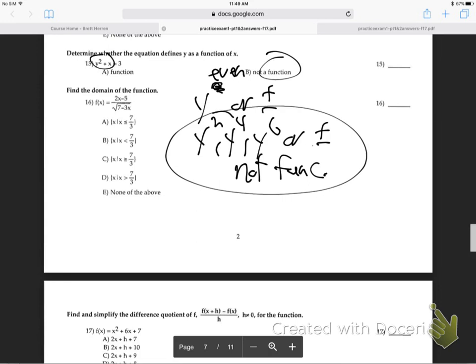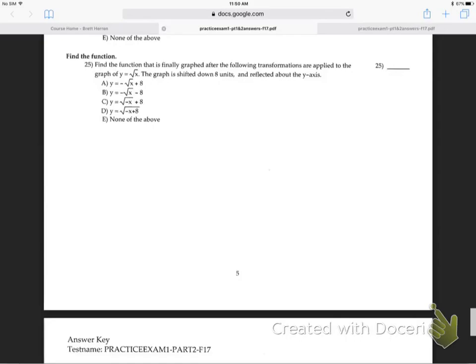25. Yeah, somebody else wants to see that one too. So maybe with our last minute, let's see. 25. Find the function. What's going to be done? So we take y equals root x, and they go down 8. So that's a minus 8 out there, right? Down 8. Good so far.